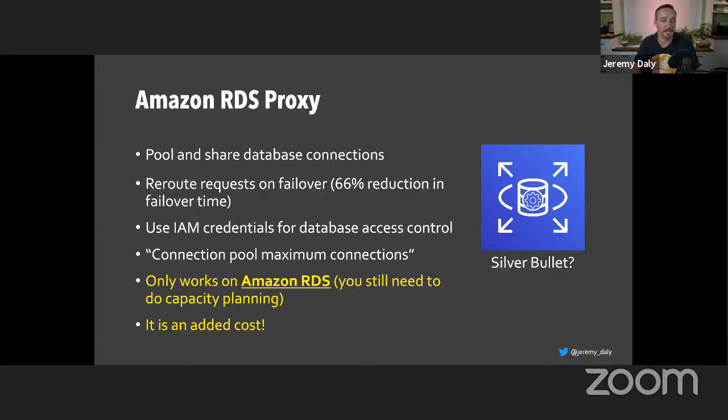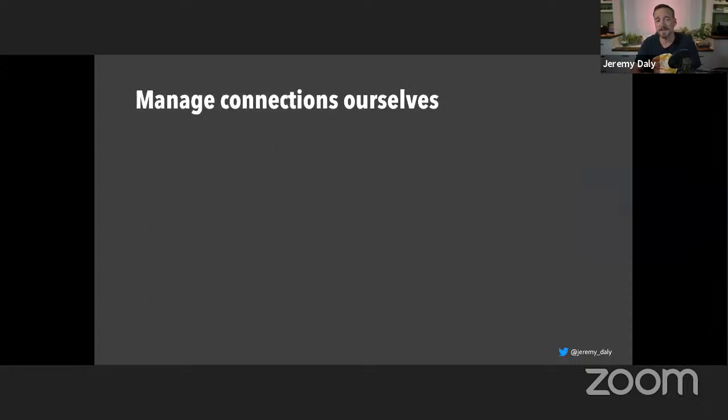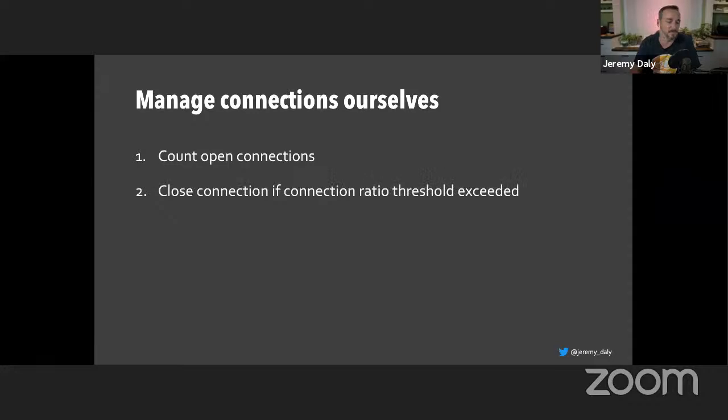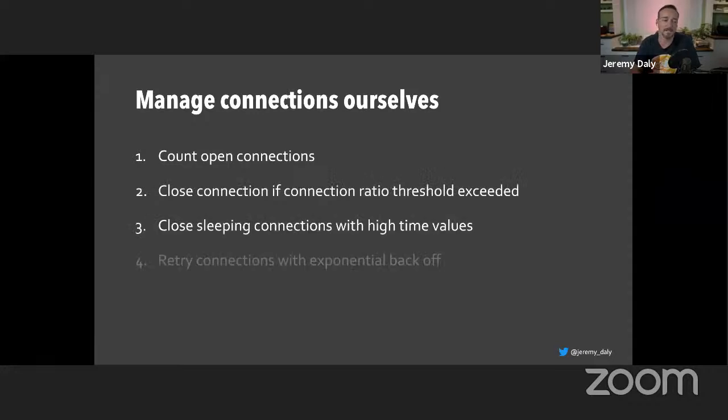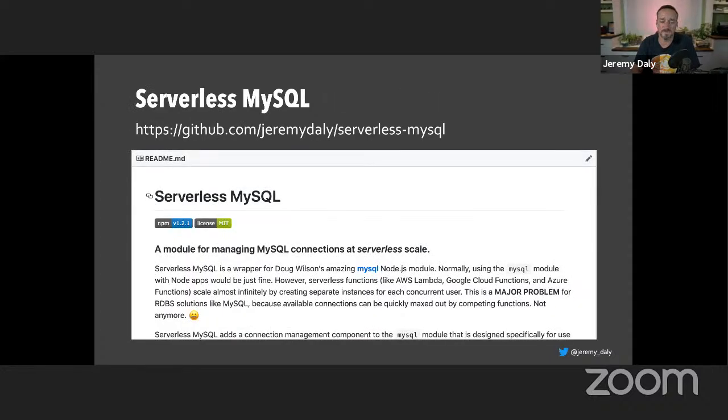But there are a couple of other things you need to think about in terms of where this fits into the mix. The other thing we could do is manage the connections ourselves. If we were to do that, we'd have to count open connections, close connections if they exceeded some threshold, close sleeping connections, and then retry connections with some sort of exponential backoff. Most people would be crazy to try to build this. I built this before Amazon RDS Proxy existed, because I kept exceeding my database connections and needed something to mitigate that for me.